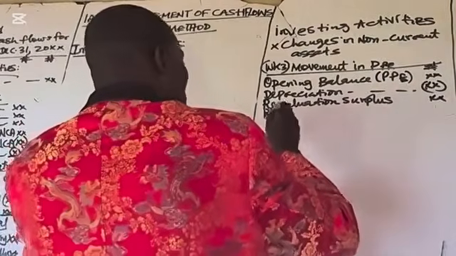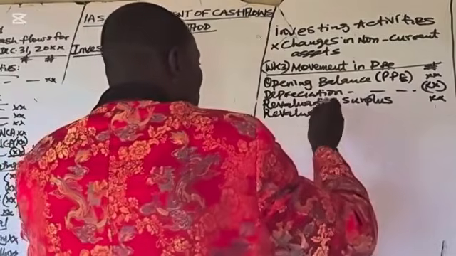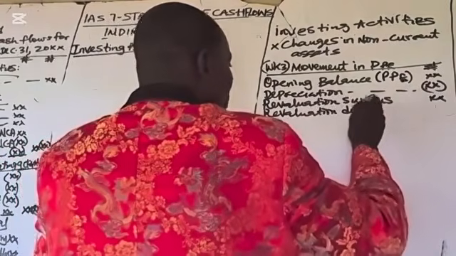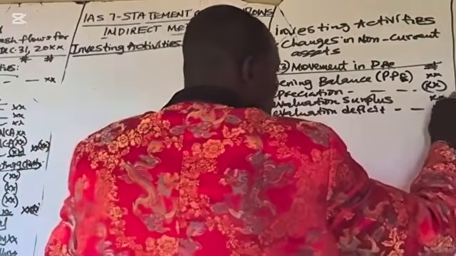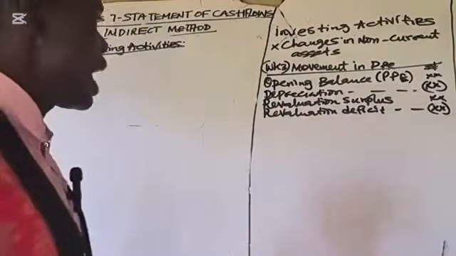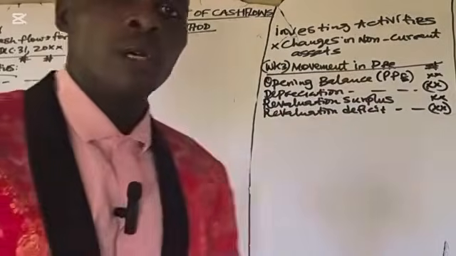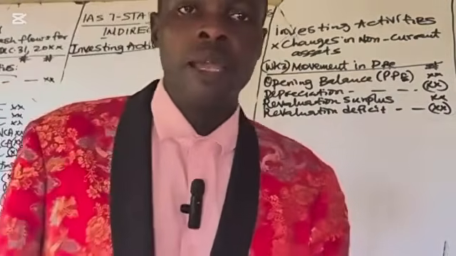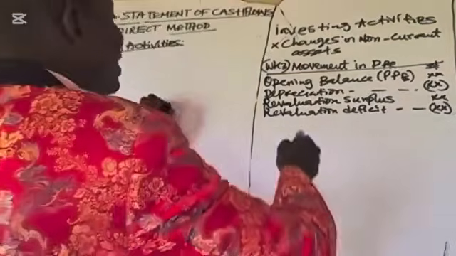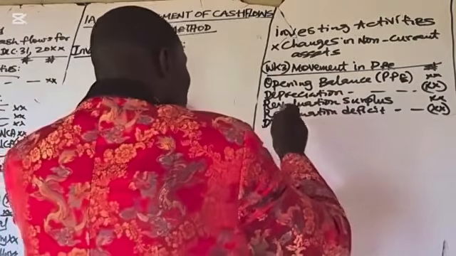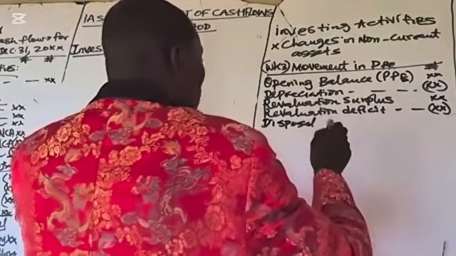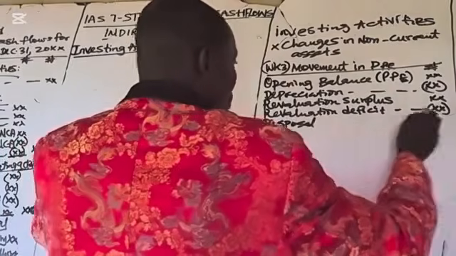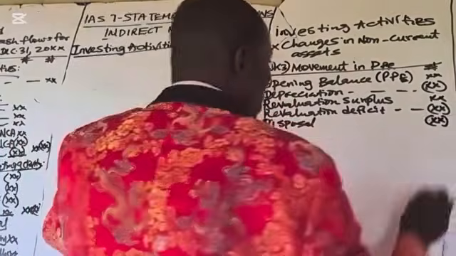If it is revalued downwards, you have revaluation deficit. So you subtract. That means PPE will reduce where it is revalued downwards. Aside from the depreciation and revaluation, PPE may be disposed. And where there is disposal, you may have disposal of PPE here. So you remove it, PPE will reduce.